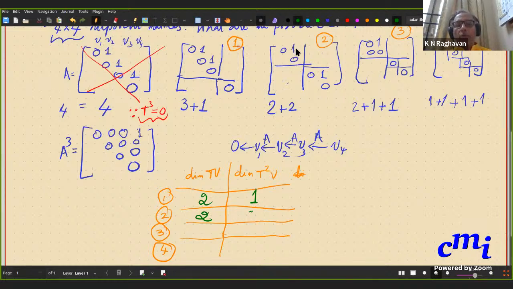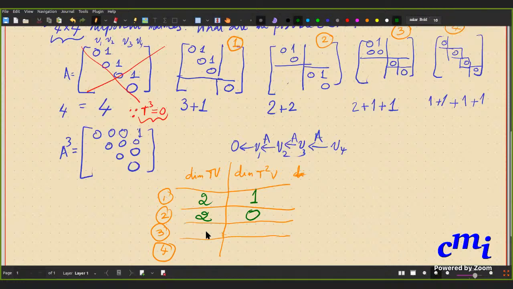What happens to V2? V2 goes to V1 when I apply T. When I apply T again, it's going to become 0, right? So V3 is already 0 if I apply T. V4 will become V3 when I apply T once, but the second time I apply it, it becomes 0. So this is 0. Okay, so what about here?